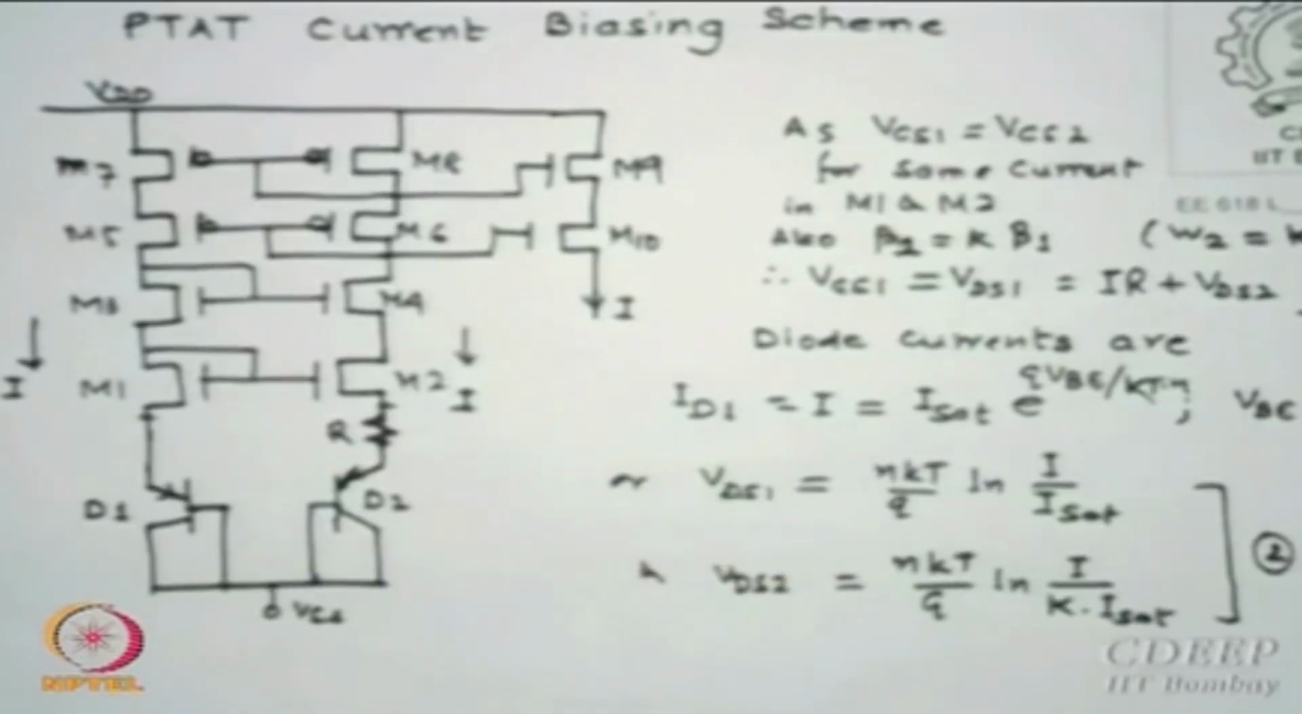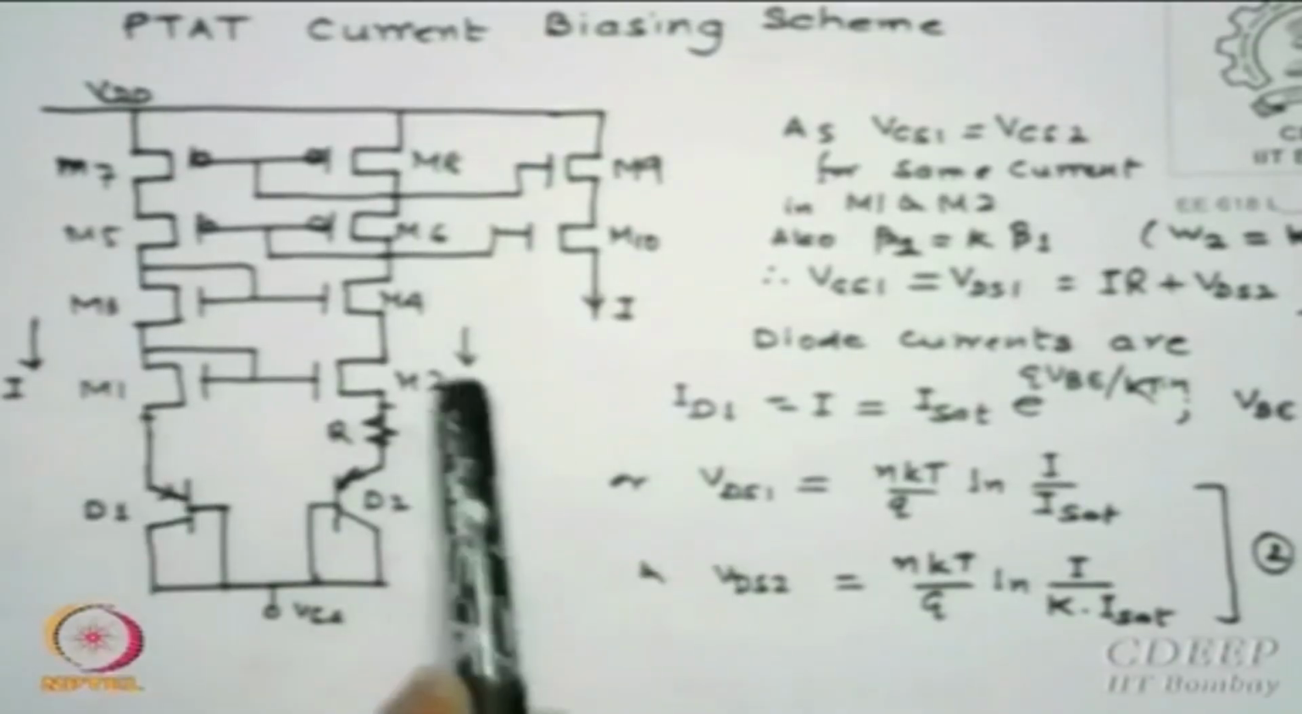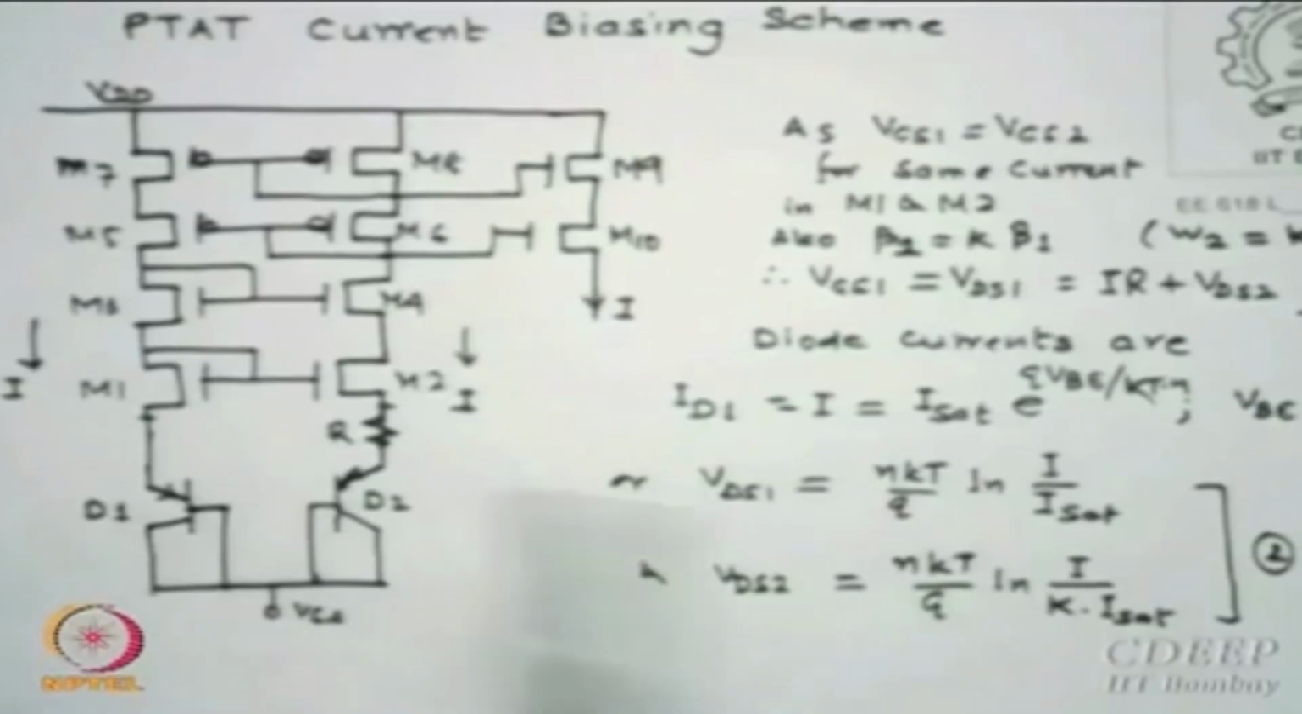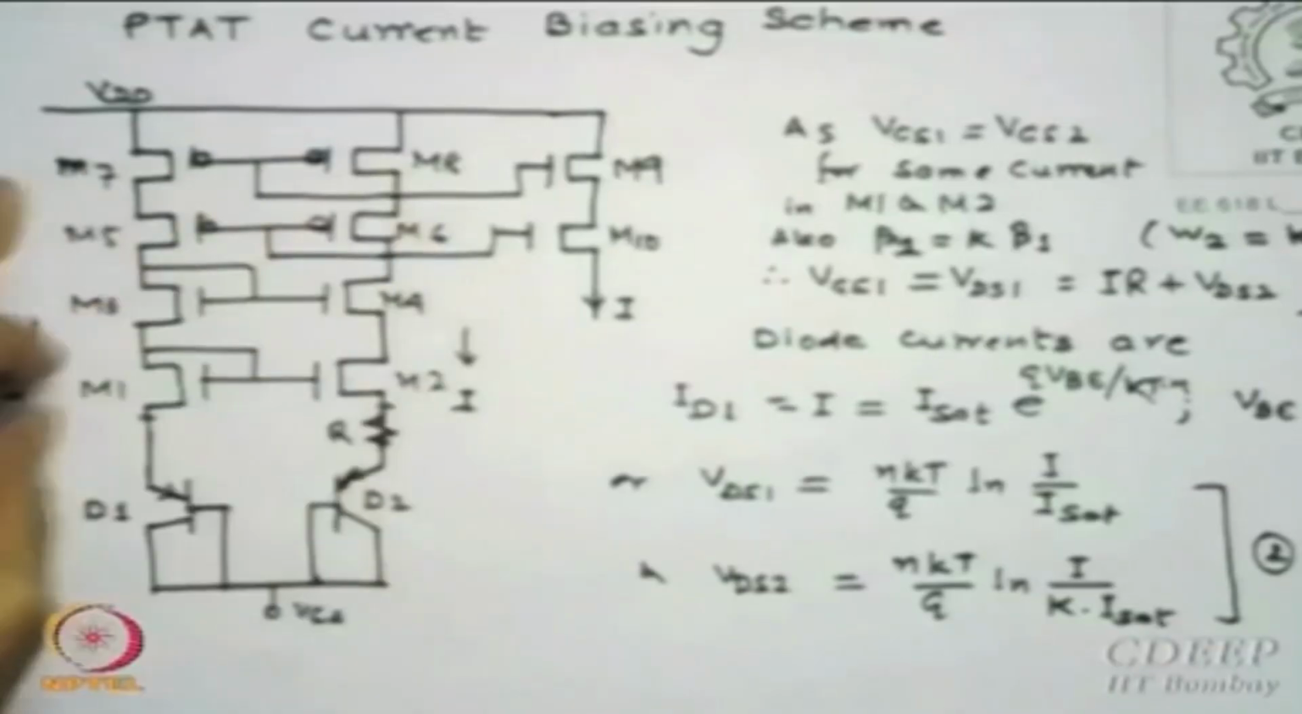Diode current is I saturation times e to the power VB by nKT, and if I say VB for this is nothing but VDS for the other one, which is same as just now I said. So I calculate VDS1 and VDS2 from these diode currents. Please remember why I make it K here, because M2 has a size K times, so beta 2 is K times beta 1. So now I calculate the drop here and here in terms of saturation currents.